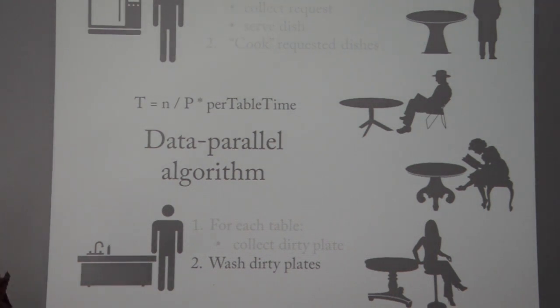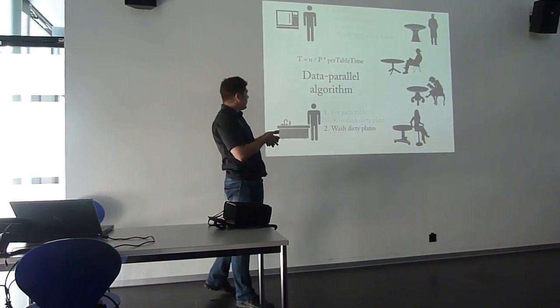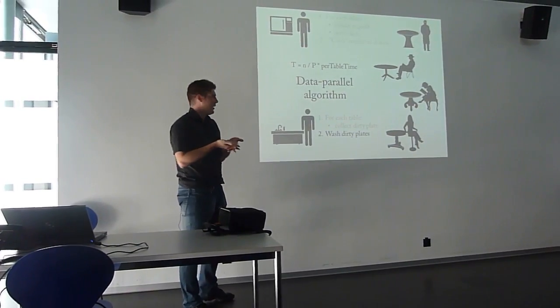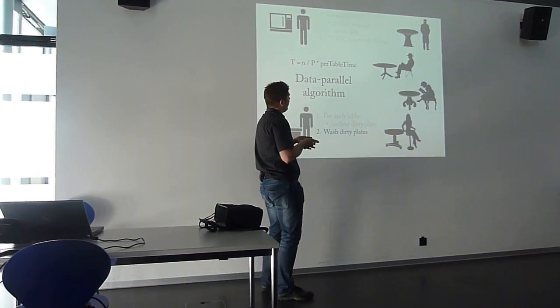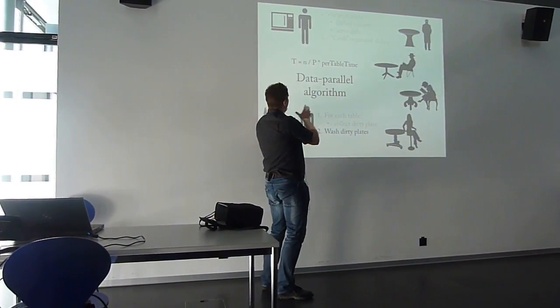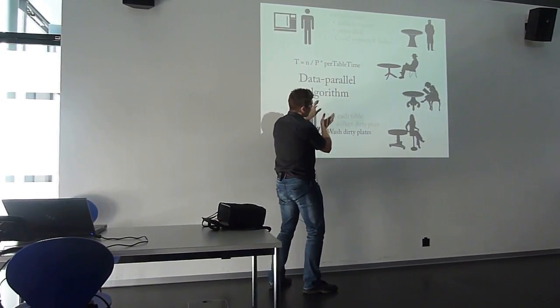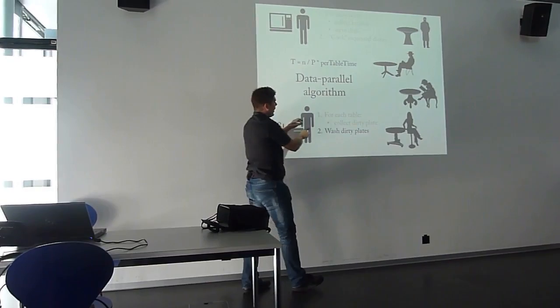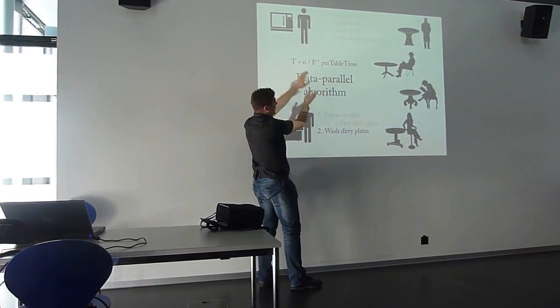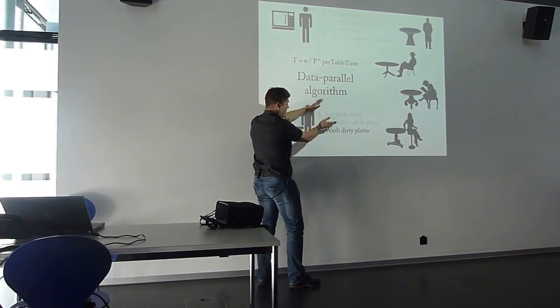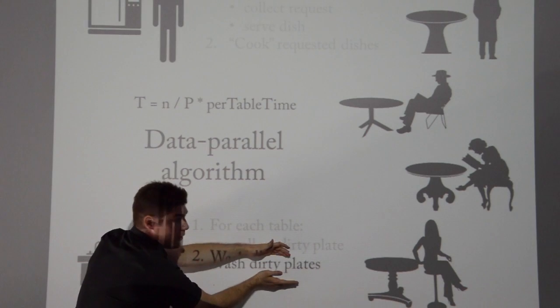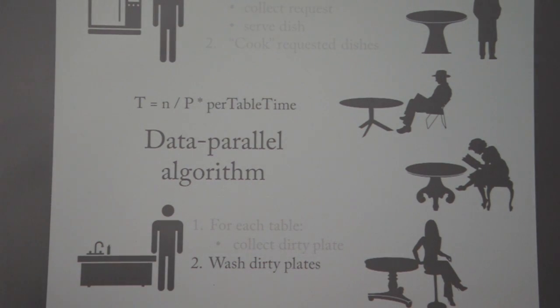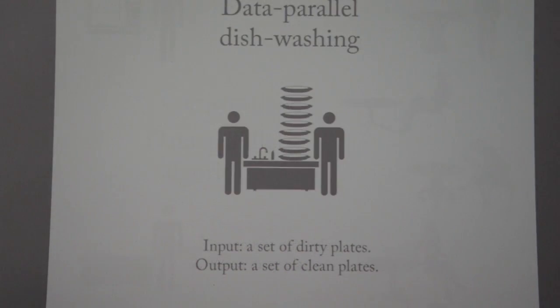So what I want to show you now is what this data parallel algorithm looks like. In this data parallel algorithm, basically you want to focus on one or several of these clients and do something for them. I'm not going to try to create a data parallel algorithm for all these steps. I want to keep it simple and just take the wash dirty plate state, just this one. And this is called data parallel dishwashing.